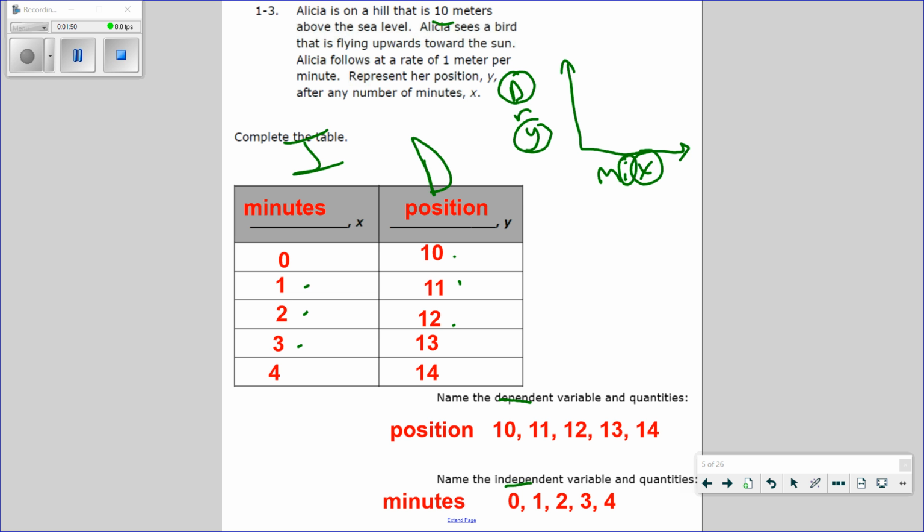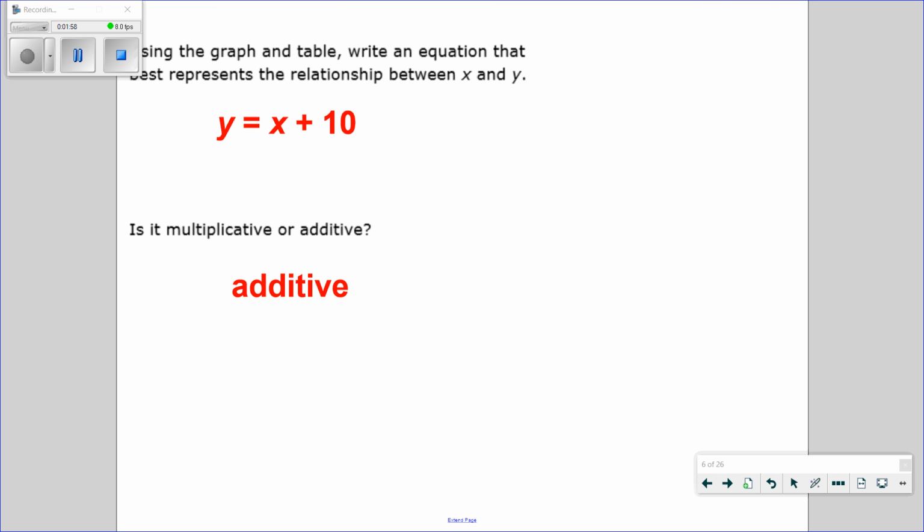So name the dependent: they are position 10, 11, 12, 13, 14. The independent is 0, 1, 2, 3, 4. So use the graph and table, write an equation that represents the relationship between x and y.